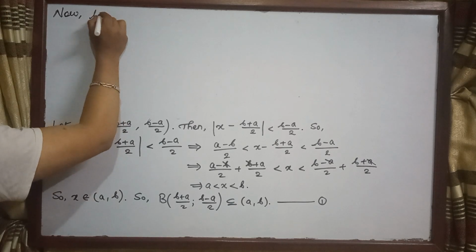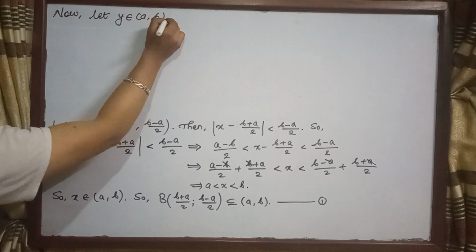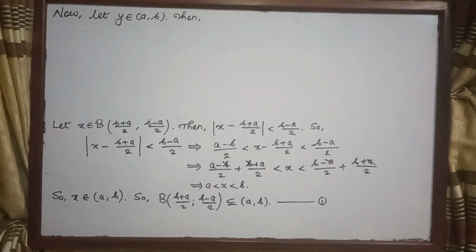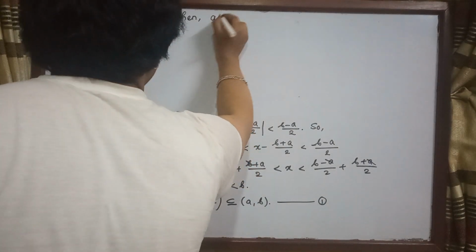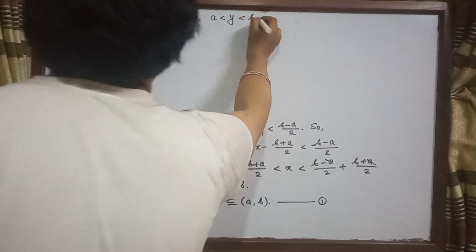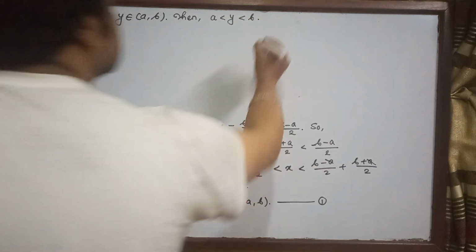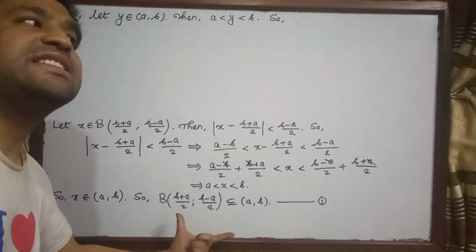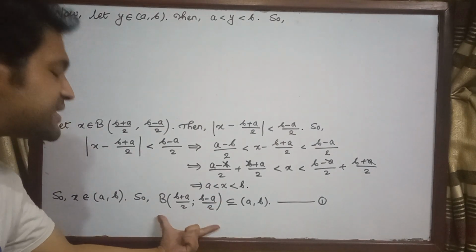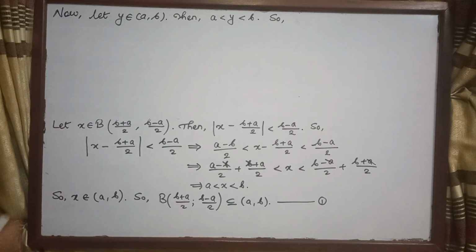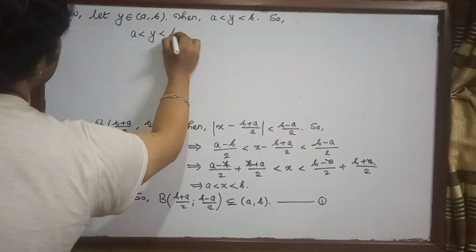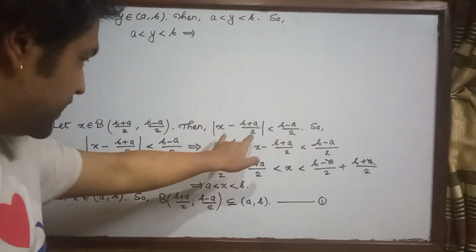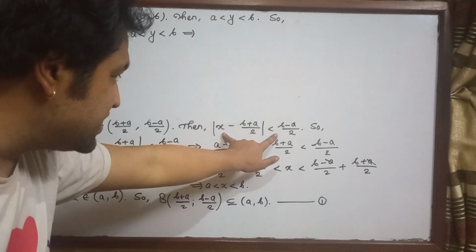Now, let Y be any arbitrary element of AB. Then what can we write? We can write that A is less than Y is less than B. But what do we want to do? We want to show that Y is a part of this set. Y is an element of this set. So let's see. Can we write it as, since we need modulus of Y minus B plus A over 2, something like this, but Y instead of X, we need to show something like this.